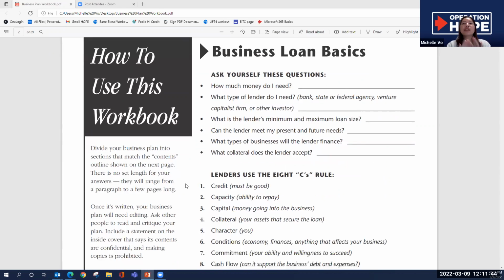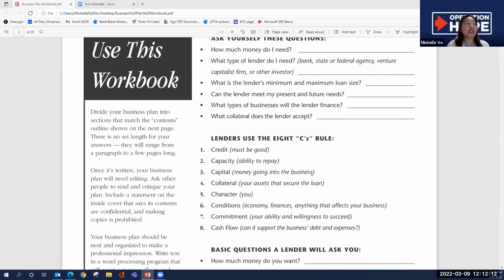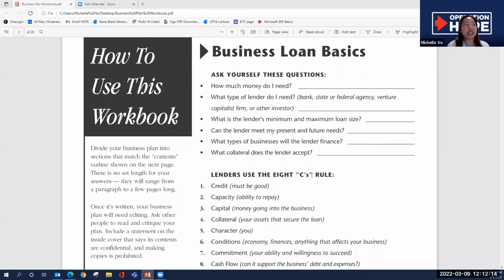Before you even sit down and write anything regarding the business plan, you need to ask yourself these basic loan questions. If you're writing this business plan to get a loan from a lender or to ask for money from an investor, these are some basic questions you need to answer first, before you get a pen and paper out and actually write anything on that business plan. So ask yourself these questions. How much money do you actually need? What type of lender do I need?